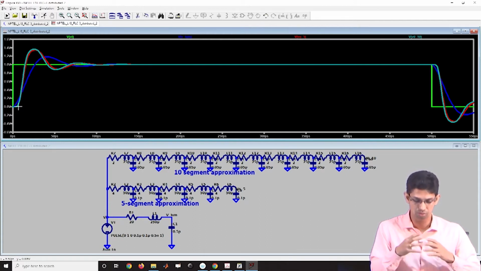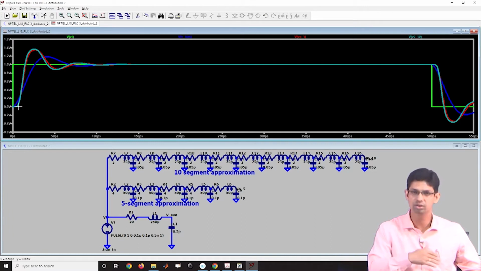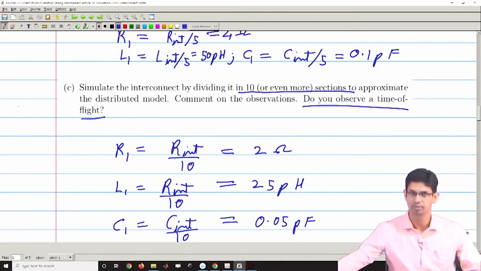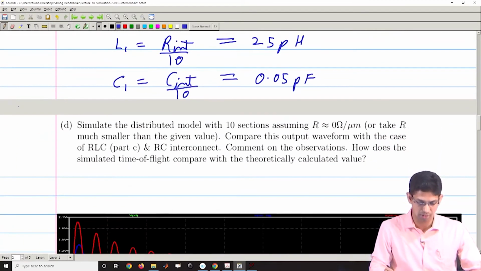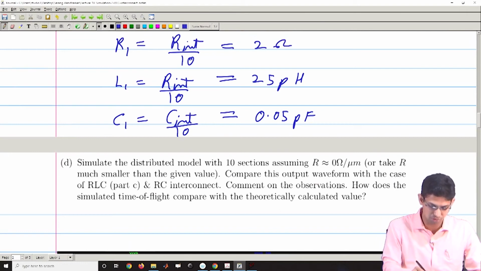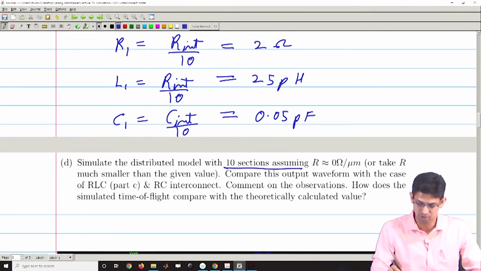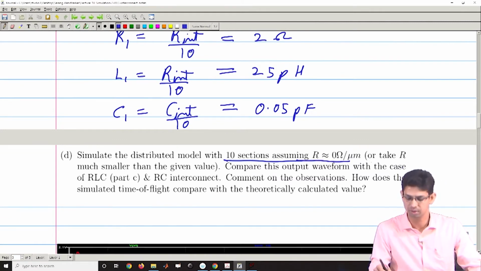So, to investigate the time of flight delay in more detail, let us do one thing: let us reduce the resistance, or let us remove the resistance altogether. That brings us to this fourth part, where you have to simulate the distributed model with 10 sections, assuming R going to 0, or you can take R to be much smaller if there is any issue with the simulator.